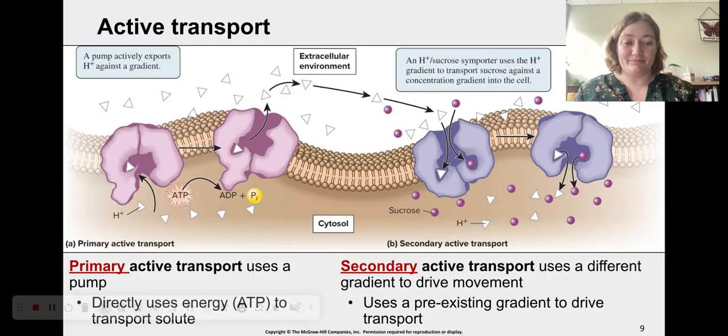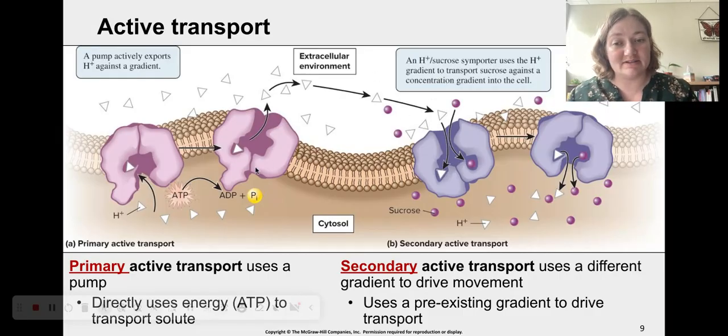Secondary active transport, right, uses a separate gradient to drive movement. It uses a pre-existing gradient that had to have been set up using energy. All right, so if we look at secondary active transport, you might notice that this molecule that's going through a conformational change, I don't see any ATP around it, right? So it's not directly using ATP, but it's using the gradient set up by the initial primary active transport, right? Setting up this gradient of hydrogen ions using energy.